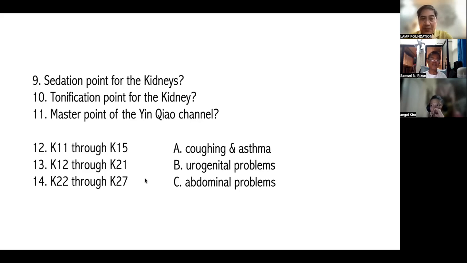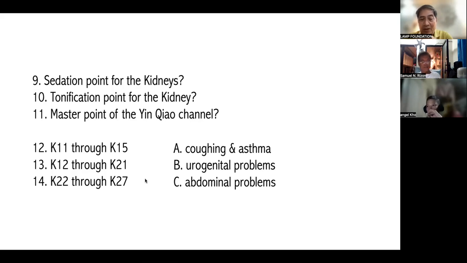Number 12, matching. Kidney 11, kidney 15. My answer po is letter B po, Doc. Urogenital problems. Kidney 11 po is crossing point of the kidney meridian of the Chong vessel. Kidney 15 is crossing point of the kidney meridian of the Chong vessel po.